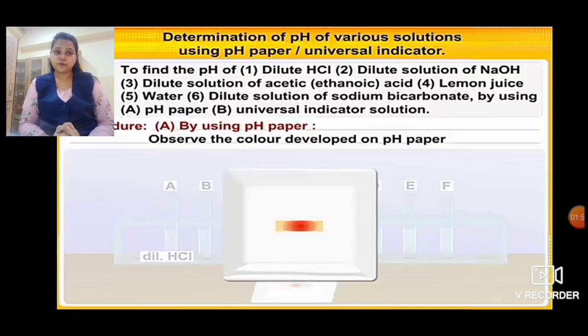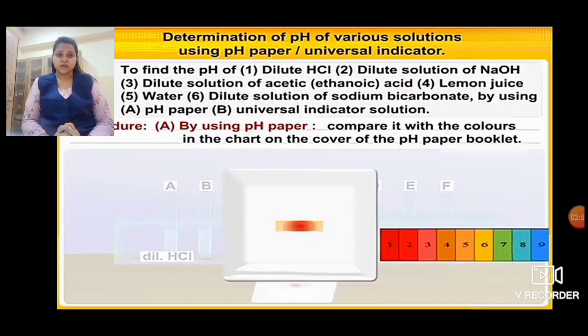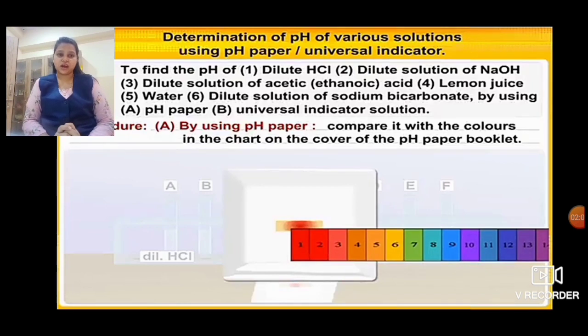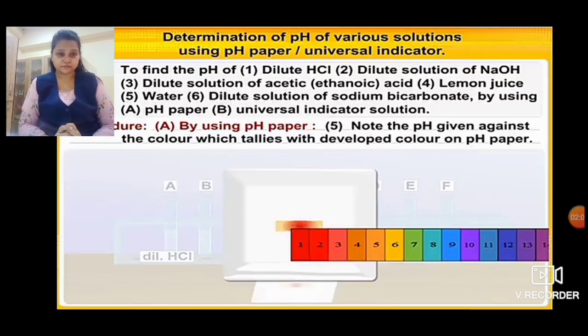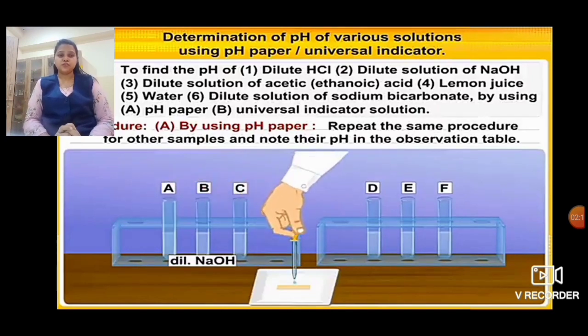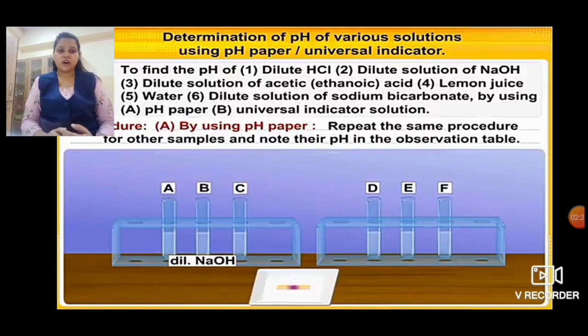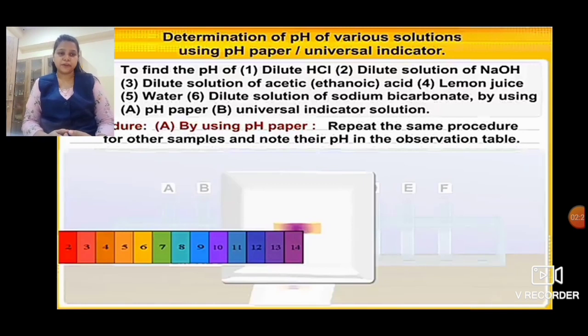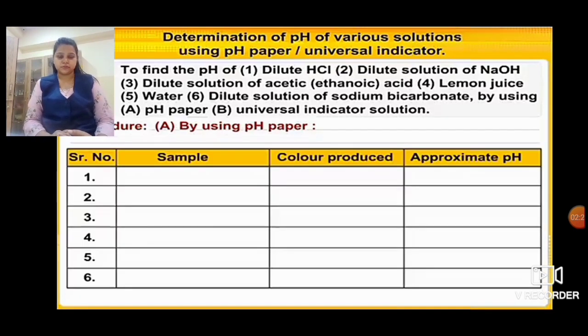Observe the color developed on the pH paper. Compare it with the color in the chart of the pH color booklet. Where does it lie? Just see the color. Note the pH against the color which tallies. Now we do the same procedure for the other samples and note their pH in the observation paper.